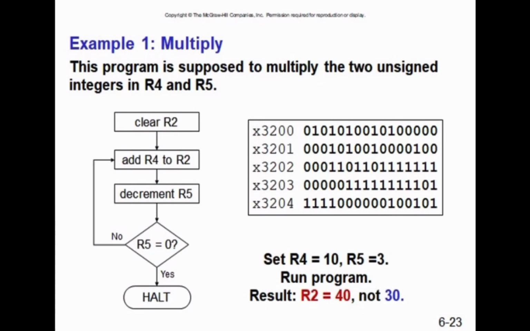And then this is example 1, multiply. This program is supposed to multiply the two unsigned integers in R4 and R5. And it will come out with the result in R2, 14 and not 30.